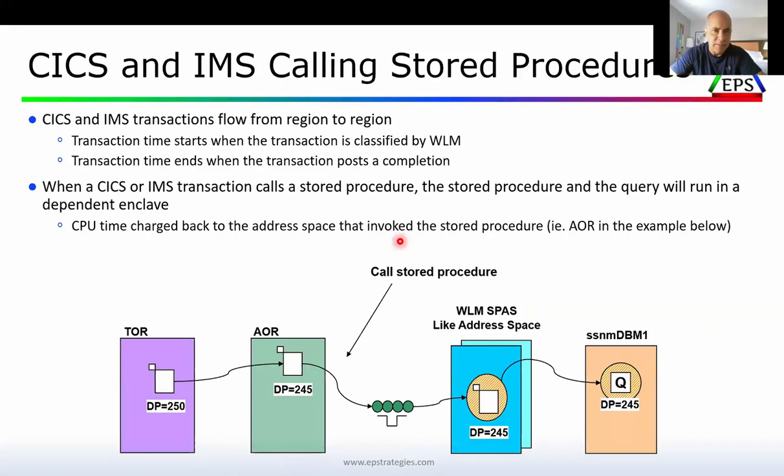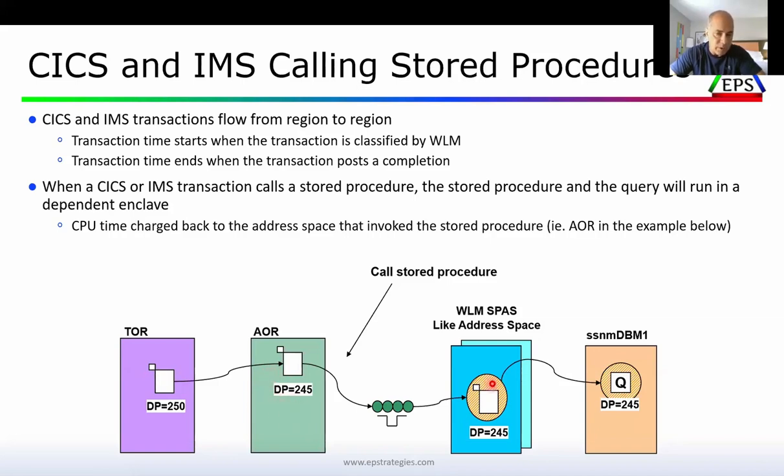Here's just an example of IMS or CICS calling a stored procedure address space. Just wanted to point out from a transactional point of view, the response time of the transaction is the entire flow. That's the response time. But again, because we're not able to distinguish the life of the address space from the transaction, the CPU time in the TOR accumulated by this transaction is accumulated back to the TOR. The CPU time in the AOR by this transaction is accumulated back to the AOR at the AOR's dispatching priority.